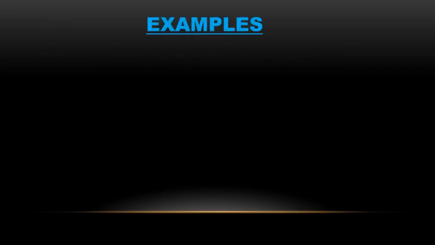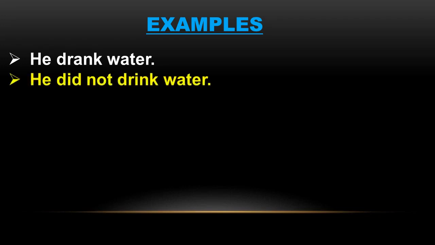Now let's see a few examples of this tense. He drank water. Drink, drank, drunk. The past form of drink is drank. Now change this to negative. He did not drink water. Now to change affirmative to negative, we have used did, and with did not plus first form of the verb.